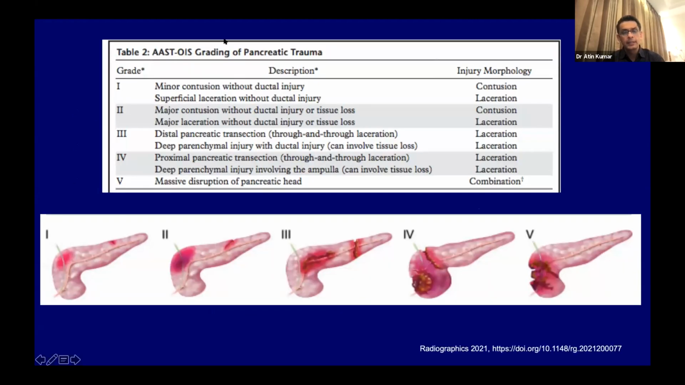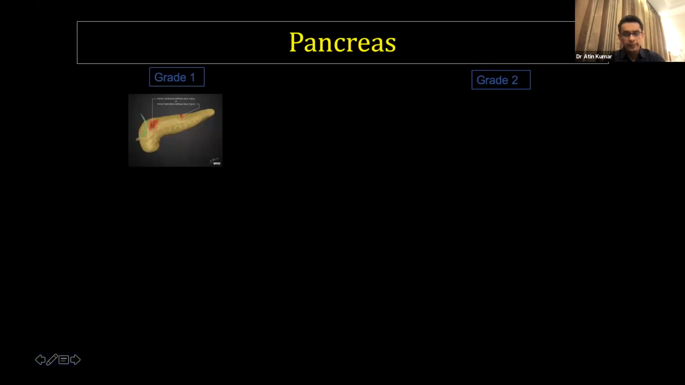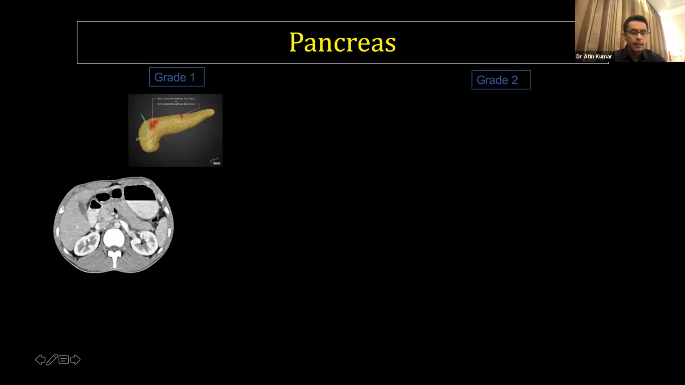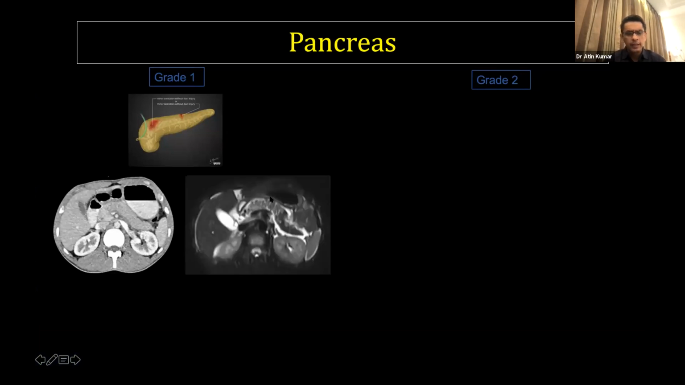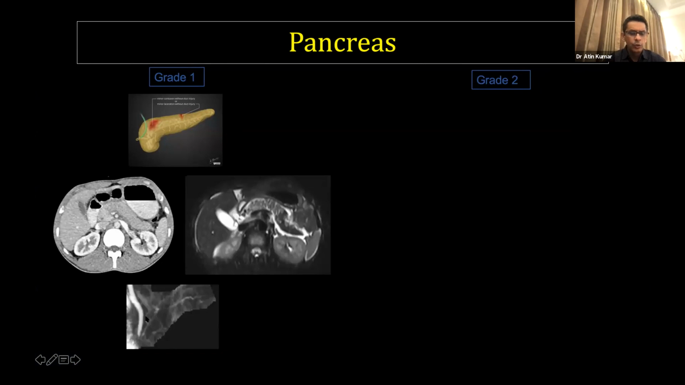Let's see some examples. Before that, I'll again show you the organ injury scale of AAST for pancreatic injury, and I'll show you as I go along what the different types are. Grade 1 is small areas of contusion or small lacerations which are minor, not involving the main pancreatic duct. Again, contusion is seen as a hyperdensity. In this case, subtle hyperdensity in the neck. We did confirm by doing an MRI. There was a subtle altered intensity in the region of the neck, and the MRCP did show that the duct was intact. So this was a grade 1 injury.